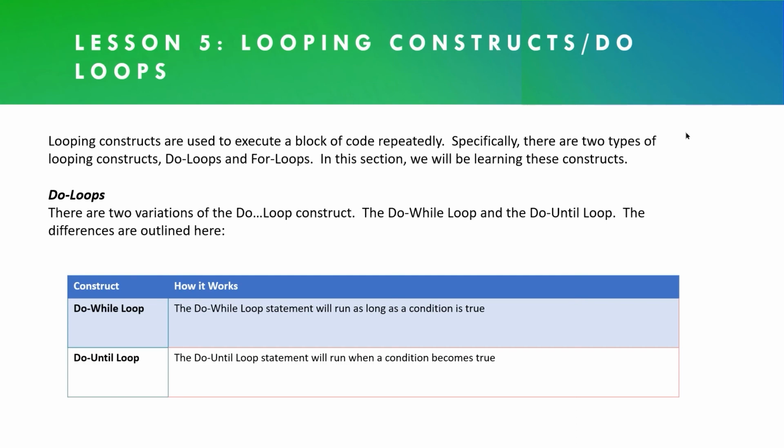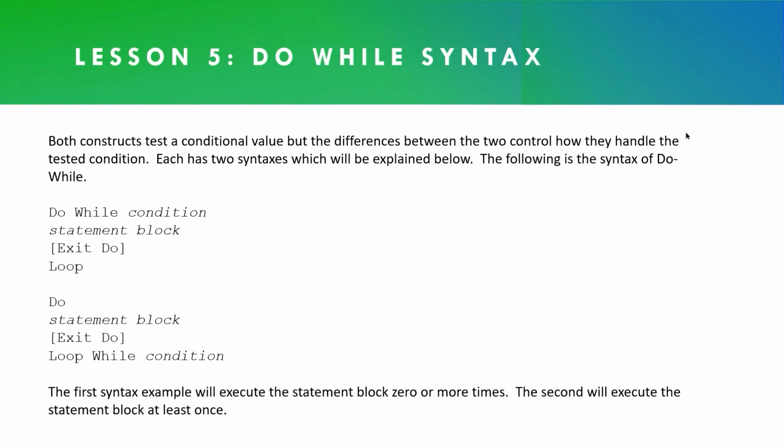Now there are 2 variations of the do loop, do while and do until. The do while loop runs as long as a condition is true, and do until will run until a condition becomes true. Each of your do loops has 2 different syntaxes. Both of the constructs test a conditional value, but the differences between the 2 control how they handle the tested condition.